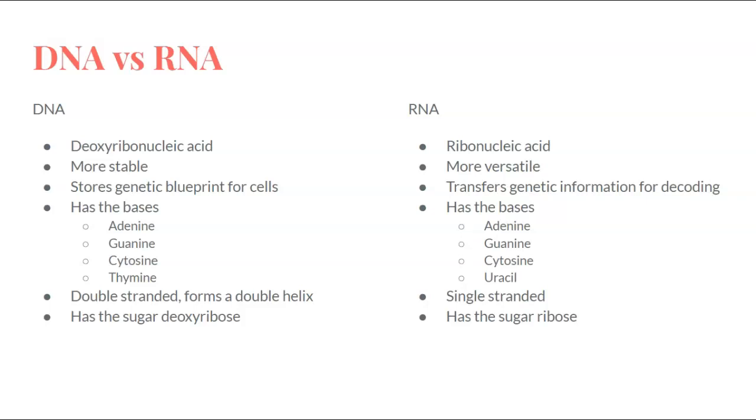RNA is more versatile, and transfers genetic information for decoding. This is what we use to transfer our DNA information out on mRNA through the nucleus to the ribosome. It has almost all the same bases, except instead of thymine, it has uracil. It's single-stranded, and like I said, has the sugar ribose.